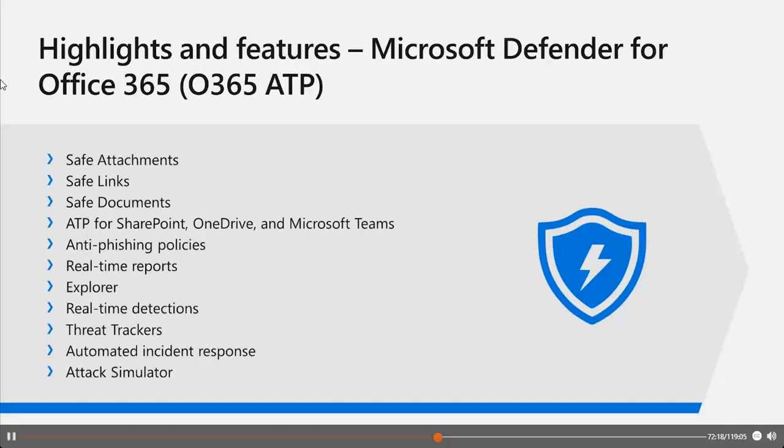Then we have ATP for SharePoint, OneDrive and Microsoft Teams to detect and block files that are identified as malicious, for example. The anti-phishing policies check incoming messages for phishing indicators. Then we have the real-time reports. It's the monitoring capability, which is available in the Security and Compliance Center, and includes the real-time reports and insights for a security administrator or compliance administrator, focusing on high priority issues and all of that.